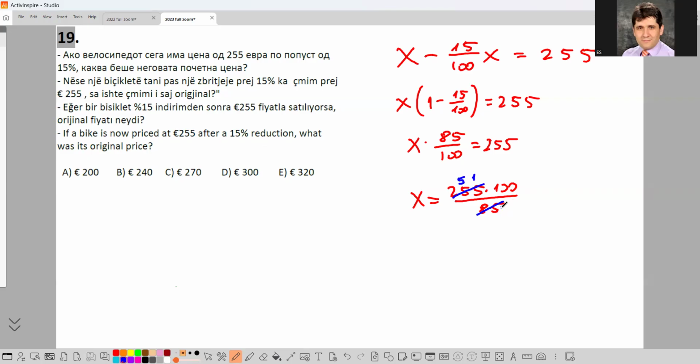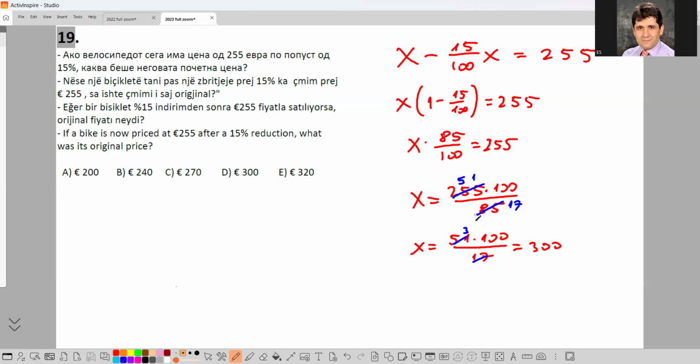And 17. All right. So X is, we can again simplify by 17. So this and this, it's 3, so 300. Yes. So the initial amount was 300.